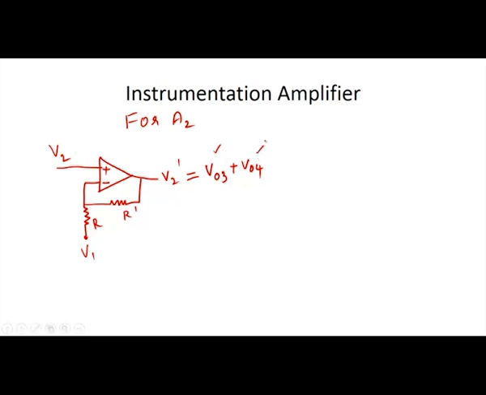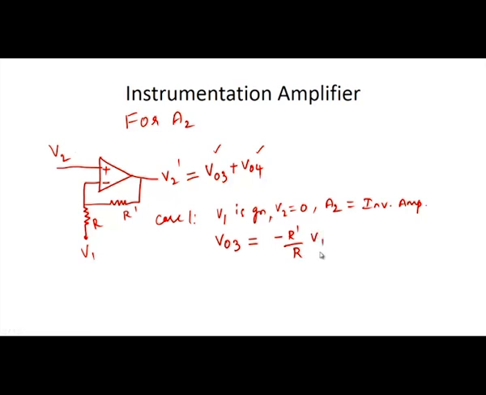Similarly, for V04, the remaining voltage is given and the other voltage is equal to 0. So, consider case 1, V1 is given, V2 is equal to 0. If V1 is given to the negative terminal, A2 is acting as an inverting amplifier. The output, now considered as V03, is equal to minus R dash by R into V1.